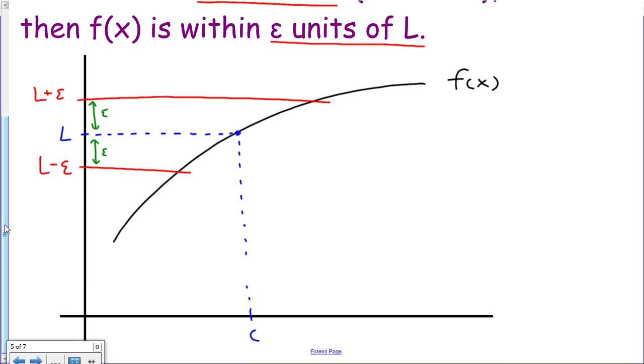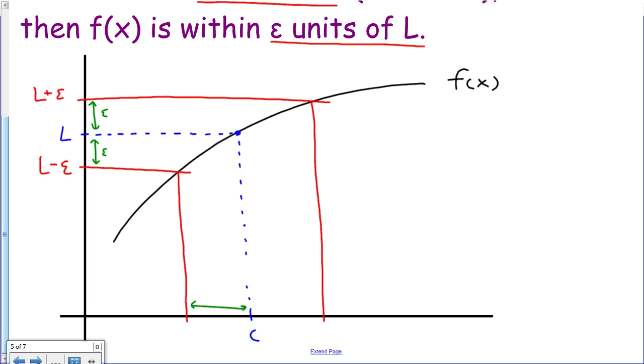And so what I can do then is look at where these horizontal lines cross my function or hit my function, and I'm just going to drop a vertical line going down and do the same thing on the other line there. And those are the restrictions around C. You can see I now have an interval around C that I'm going to consider. Now generally what happens is these two distances to the left and the right of C here are different. They're not necessarily the same.